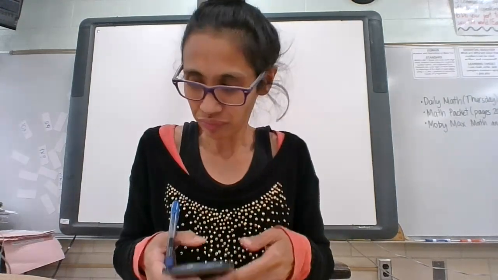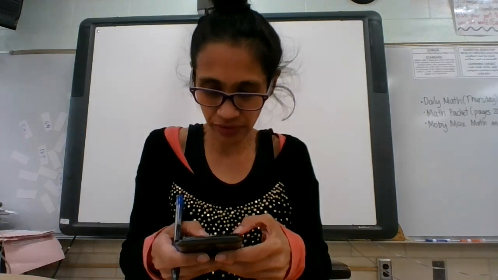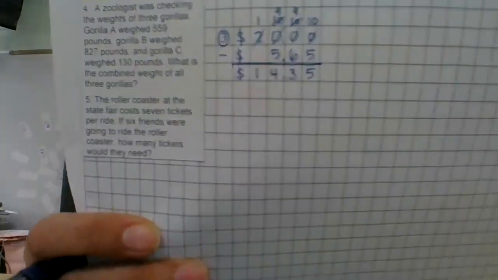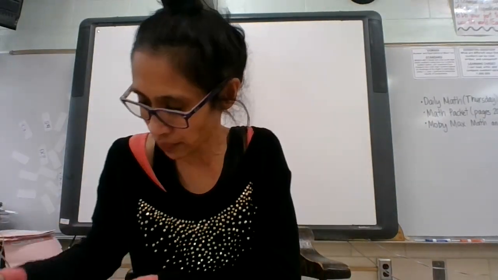Bam. All right, so I'm going to do $20 minus $5.65 equals $14.35. I got that correct. Hopefully you got that correct also. Moving on to the next one.